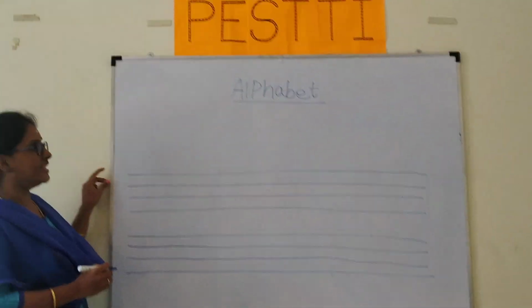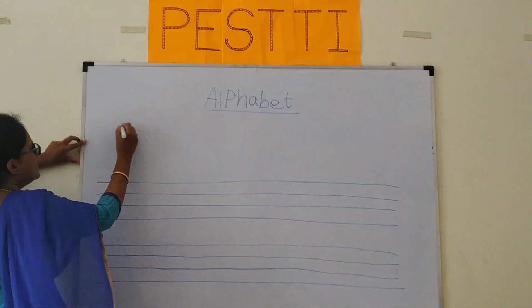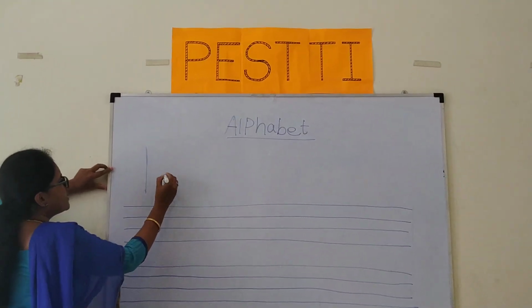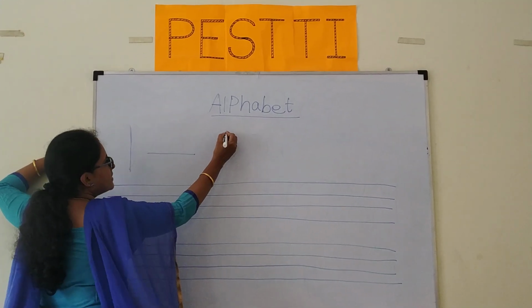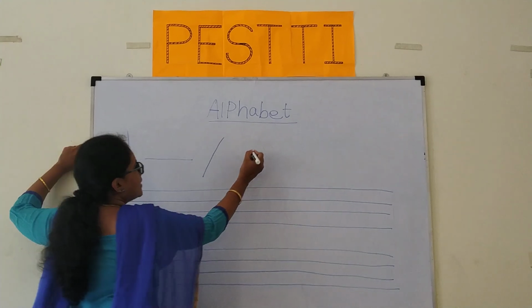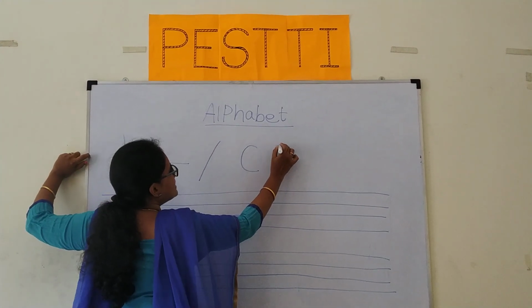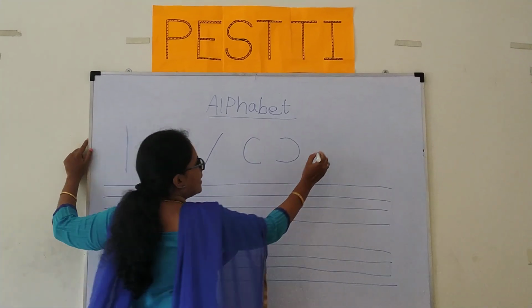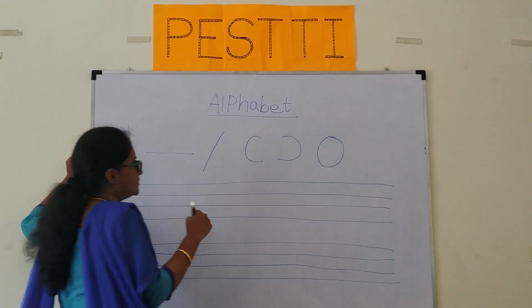Today we are going to see the alphabet strokes. This is standing line. This is sleeping line. This is slanting line. This is C curve and this is reverse C curve and this is full circle.